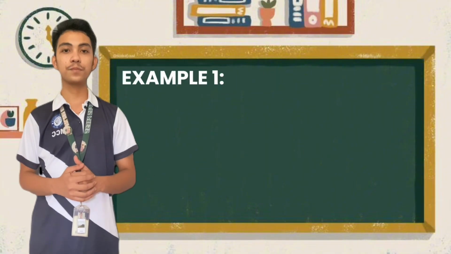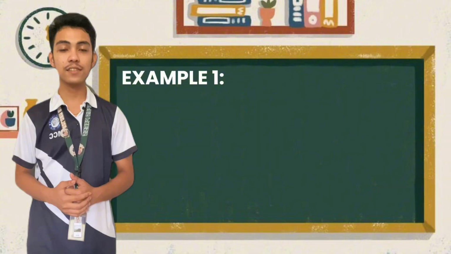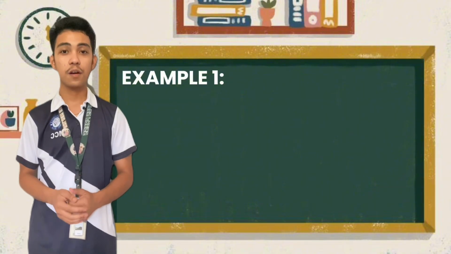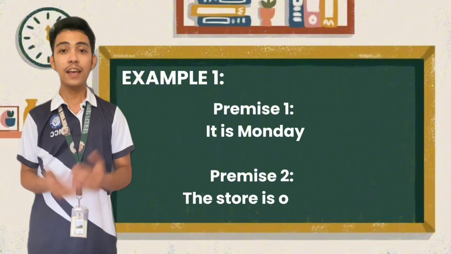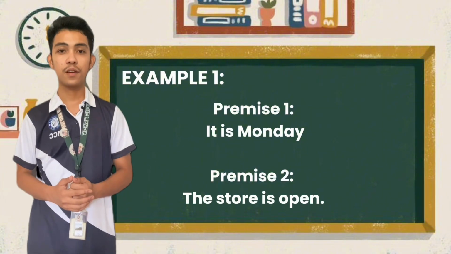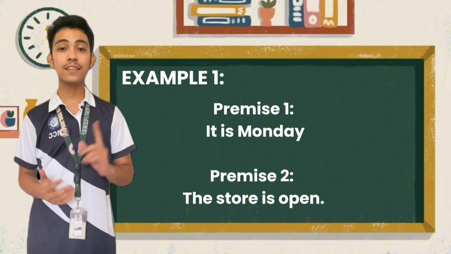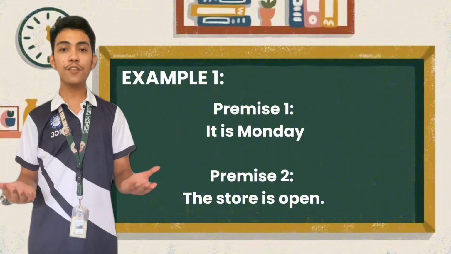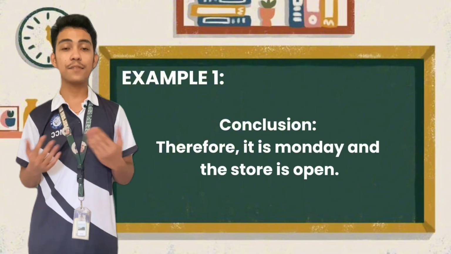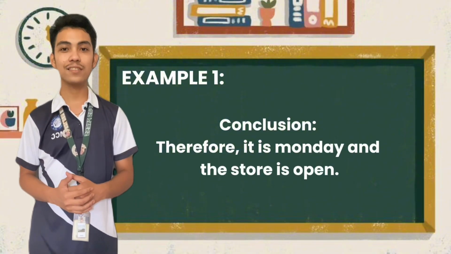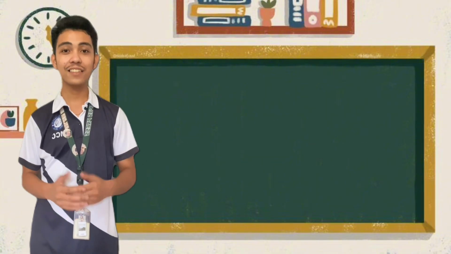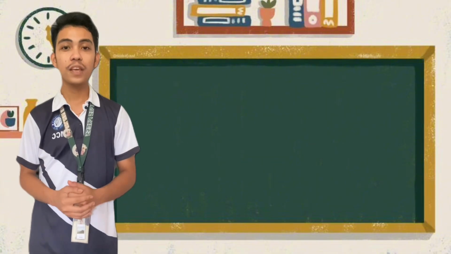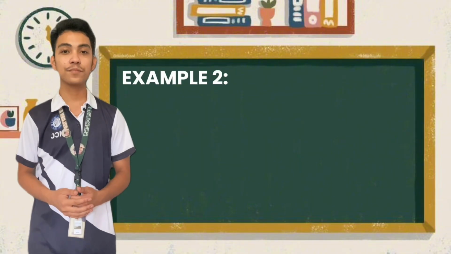For example, suppose we have this statement. Premise 1. It is Monday. Premise 2. The store is open. Therefore, our conclusion is it is Monday and the store is open. Easy? Did you get it? Very good. And we'll have another example.